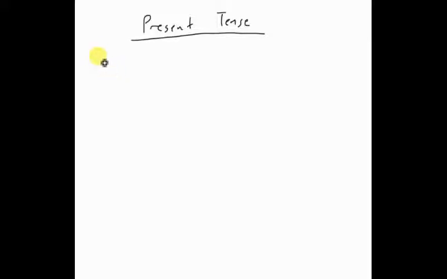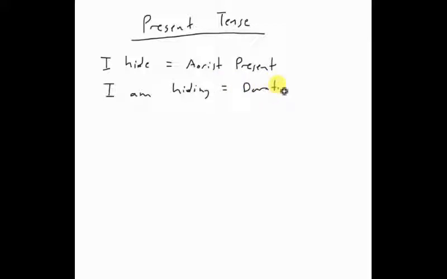So in English, we would say, I hide for the aorist present. We'll write that down, aorist present. And we would say, I am hiding for the durative present. But in Greek, there's no distinction between I hide and I am hiding. They're both the same word. They're both krivo. Krivo means I hide. Krivo also means I am hiding.